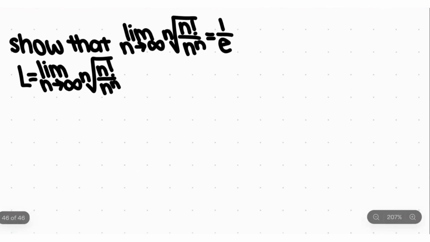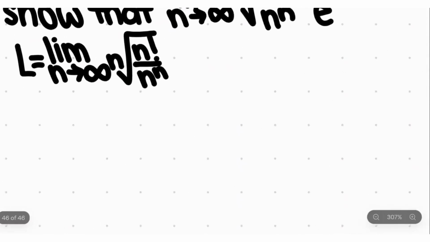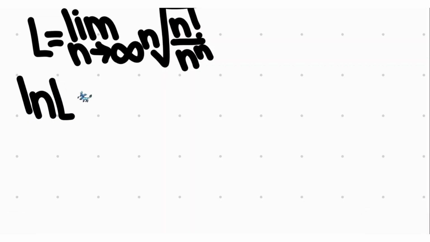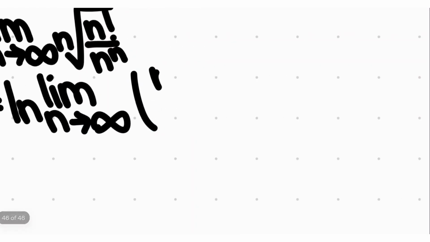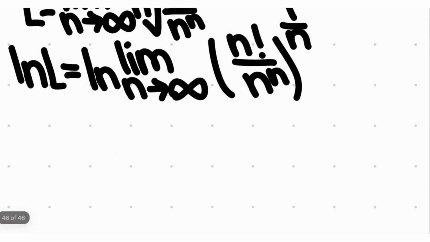So first thing we're gonna do is set this limit equal to L. And since we're trying to show it's equal to 1 over e, let's just take the natural log and see what happens. So ln L is equal to the natural log of the limit as n approaches infinity of, I'm gonna rewrite this a bit, n factorial over n to the n, all to the 1 over n. Makes sense, right? Makes sense.